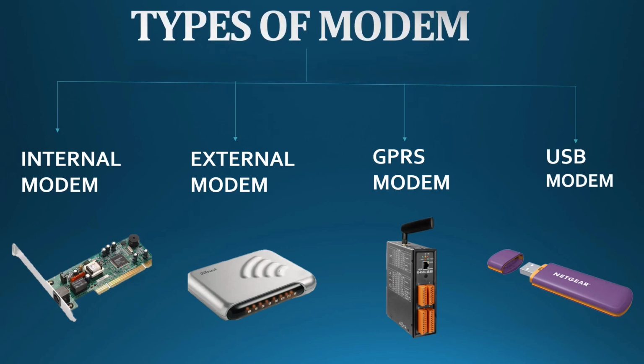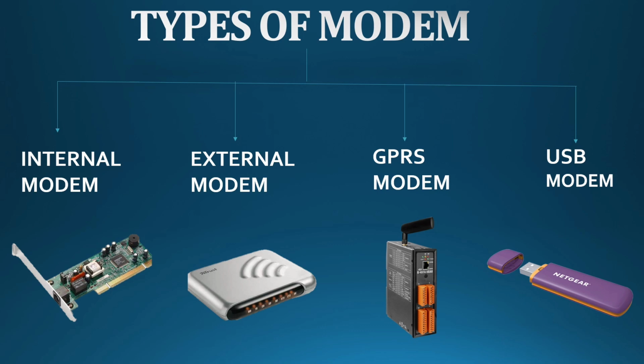Now, types of modem. There are four kinds of modems: internal modem, external modem, GPRS modem, and USB modem. We'll understand them one by one. You can see pictures of all of them. An internal modem is a device that is attached to the internal slot of the motherboard. It means you cannot see this type of modem from outside of the CPU. The disadvantage is that the user is unable to see the status of the modem. If there is any error, you must open the CPU cabinet, then you can check the errors.